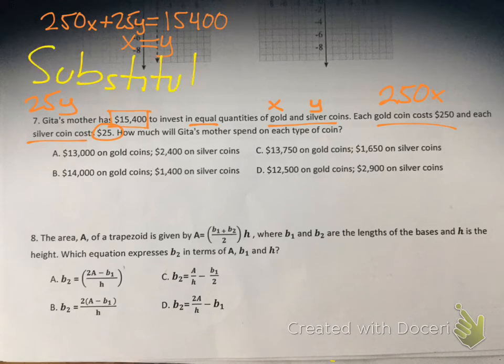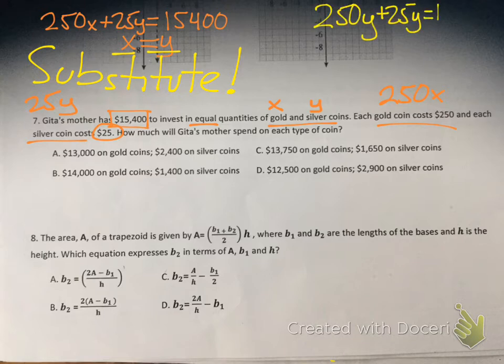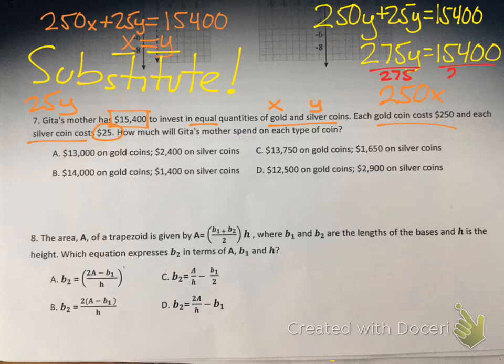Now what I would do is substitute, because you have x already equal to y. You have your two variables alone, so you would want to plug one in for the other. So when you do that with the top equation, let's just make x equal y, and 250y plus 25y equals 15,400 is what you now have. Combine the like terms and you get 275y, and then divide both sides by 275, and you will get y equals 56. But that's just the amount of silver coins.